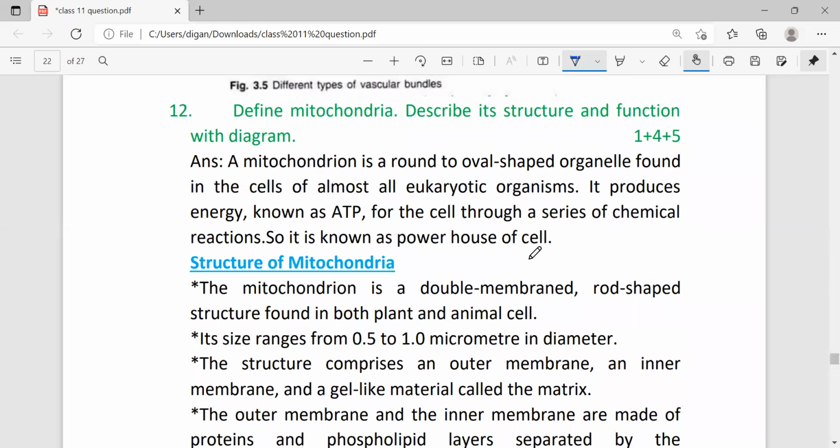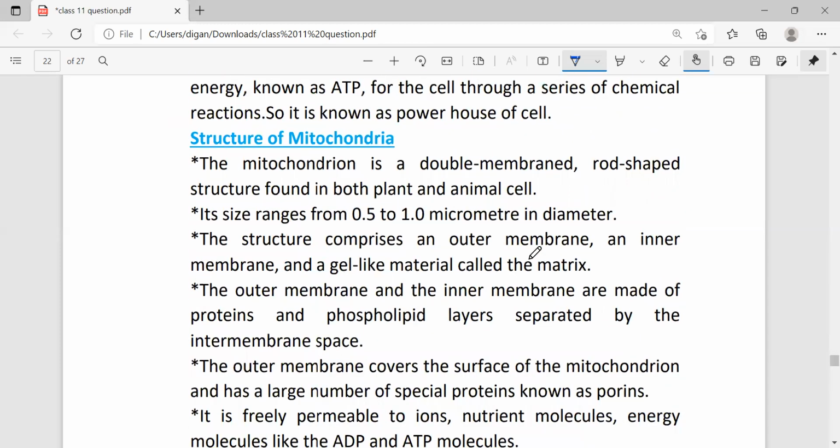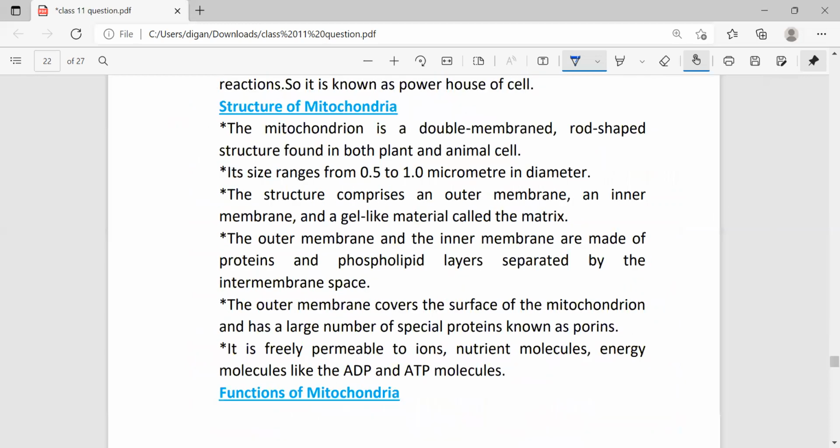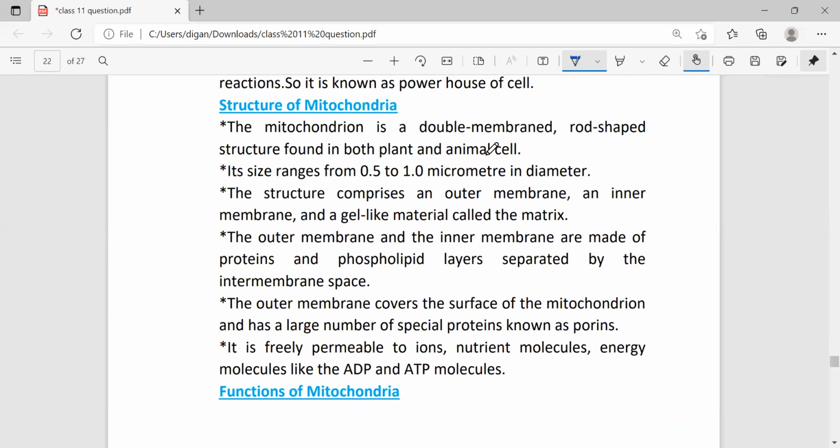Then come to the structure of mitochondria. So this is the structure of mitochondria. The mitochondrion is a double membrane rod-shaped structure found in both plant and animal cells. Second point, its size ranges from 0.5 to 1 micrometer in diameter. The structure comprises an outer membrane, an inner membrane, and a gel-like material called the matrix. The outer membrane and the inner membrane are made up of protein and phospholipid layers separated by the intermembrane space. The outer membrane covers the surface of the mitochondria and has a large number of special spherical proteins known as porins. So remember this term.